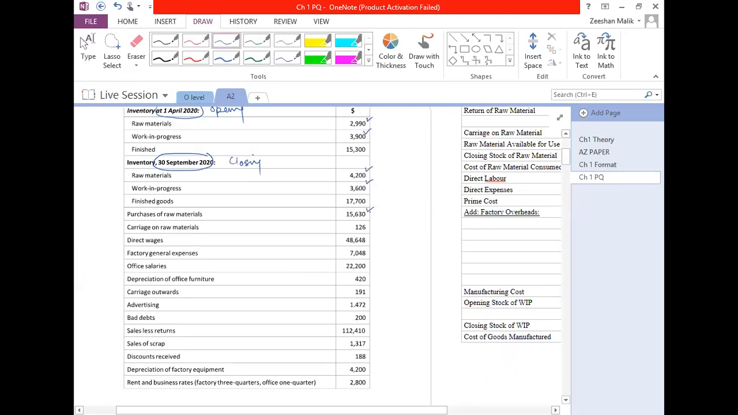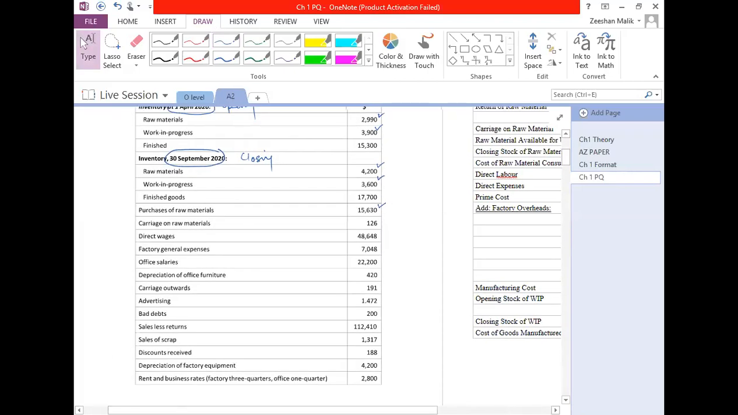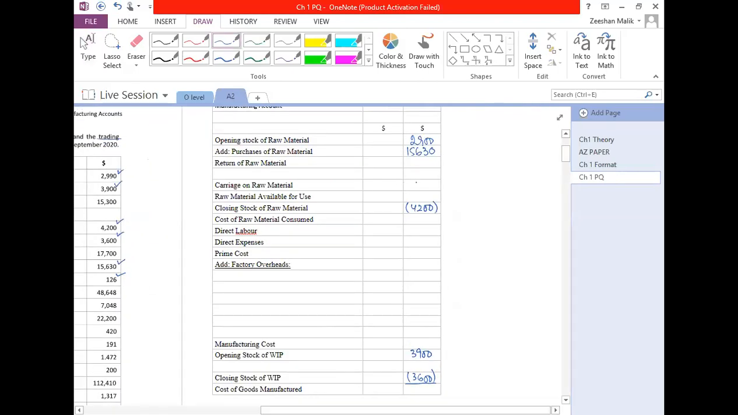Purchase of raw material 15,630. Carriage on raw material 126. There is no purchase return.